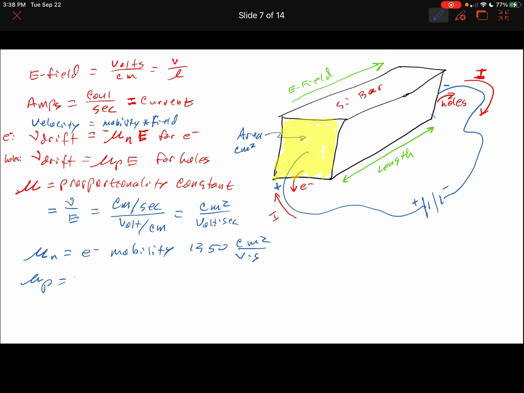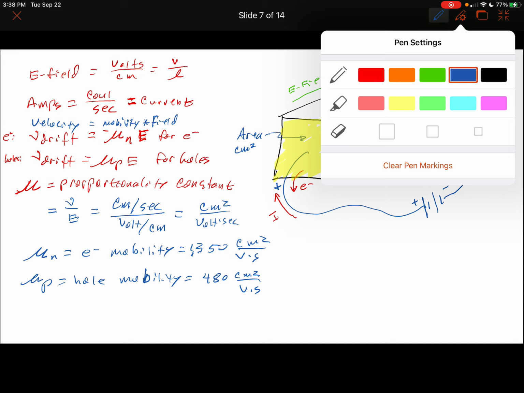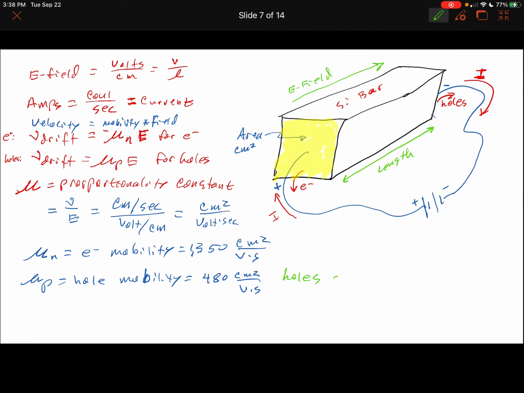All by itself, that doesn't really help you much. But if you can compare it to holes, holes are something like, say, 480 centimeters squared per volt second. So holes are much slower than electrons in silicon. We can say that because drift velocity is mobility times field. So for the same field, we have a higher mobility for electrons than holes. So the drift velocity for holes will be less than the drift velocity for electrons.